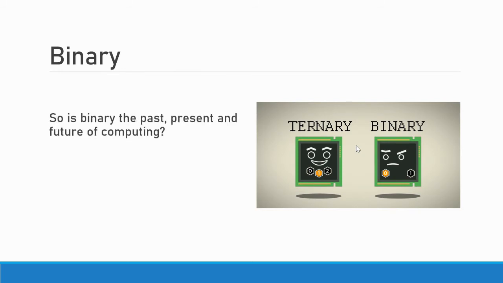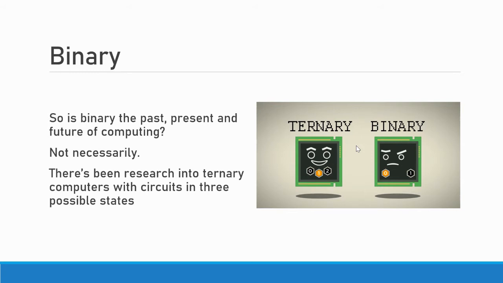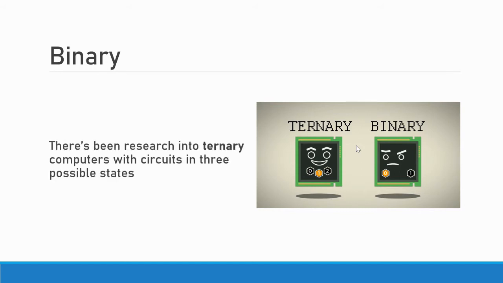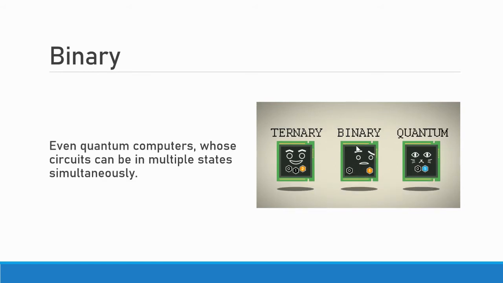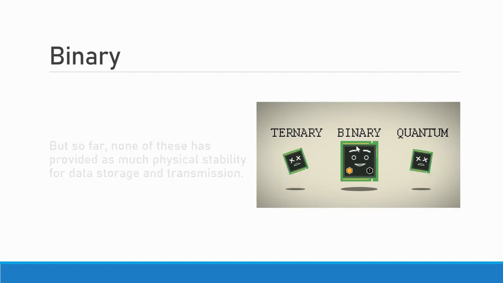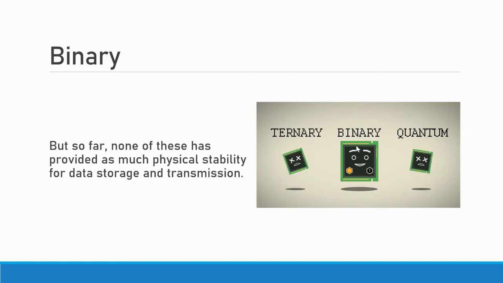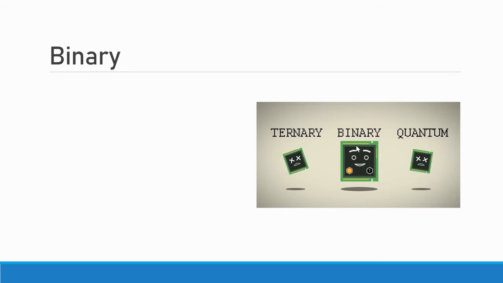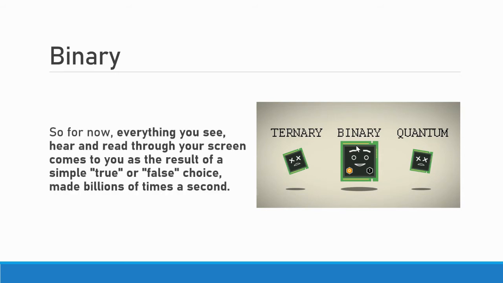But is binary the future of computing? Well, maybe and maybe not. There is research into ternary computers with circuits that are in three possible states and not just two. There's also quantum computers whose circuits can be multiple states simultaneously. However, both of these things aren't very reliable when it comes to actual data storage and transmission. So, for the foreseeable future, we are going to be looking at binary.